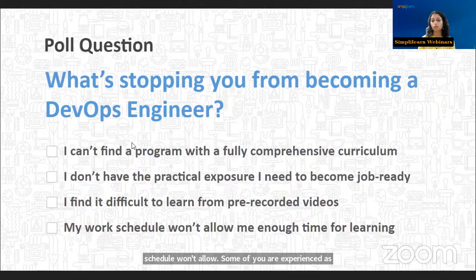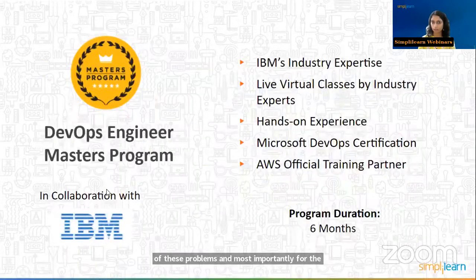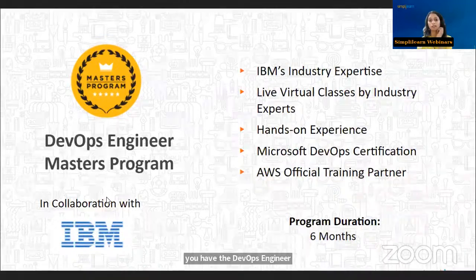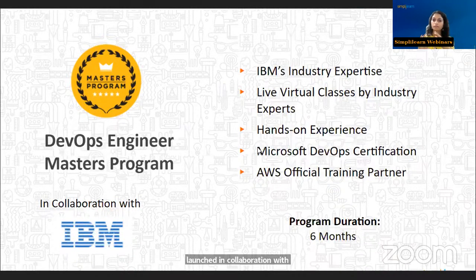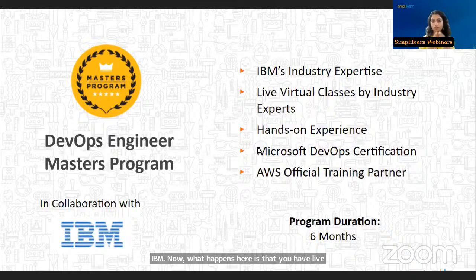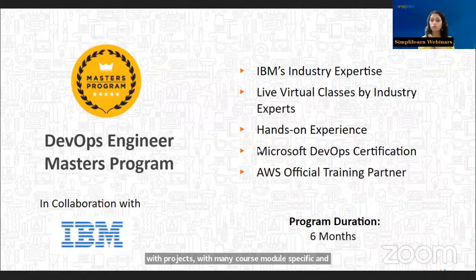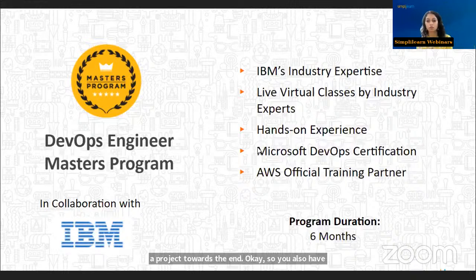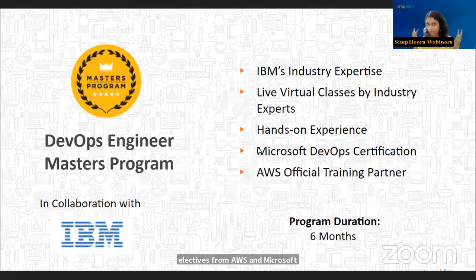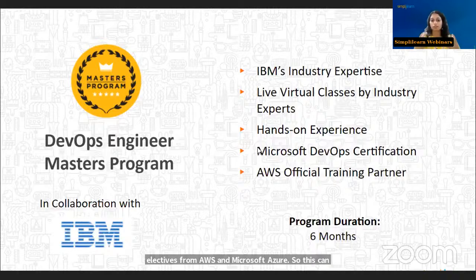So for all of these problems, and most importantly, for the practical exposure, you have the DevOps Engineer Masters Program, which is launched in collaboration with IBM. Now, what happens here is that you have live virtual classes from industry experts along with curriculum developed by IBM, right? That is the part where you actually learn everything about DevOps. And along with this, you get hands-on experience with labs, with projects, with many course module specific, and also a project towards the end. Okay, so you also have electives from AWS and Microsoft Azure. So this can become a great all-encompassing package for you to develop your skills.